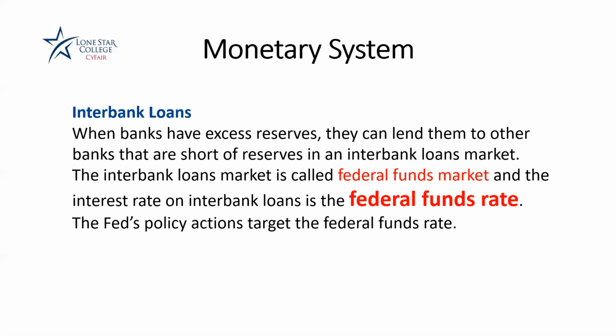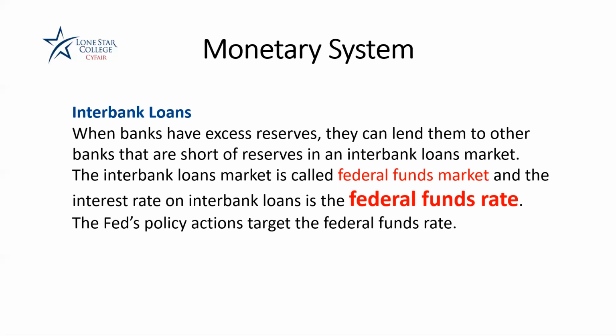Chase, which is a commercial bank, has excess money, basically extra funds. And then we have Bank of America, which is short on money. Bank of America has two options here. Bank of America can go directly to Chase and borrow money and pay an interest rate to Chase, right? Because nothing is free. This interest rate is called the federal funds rate.